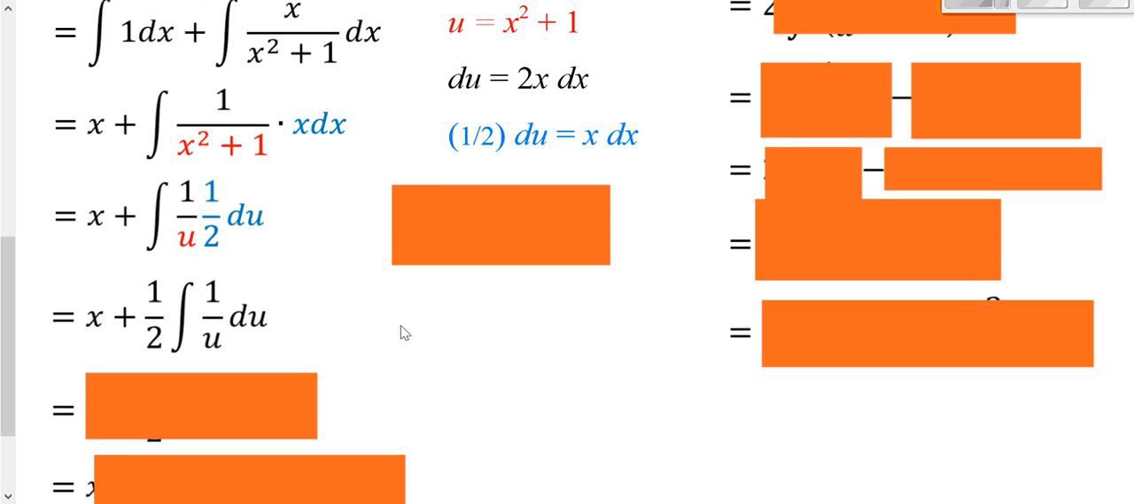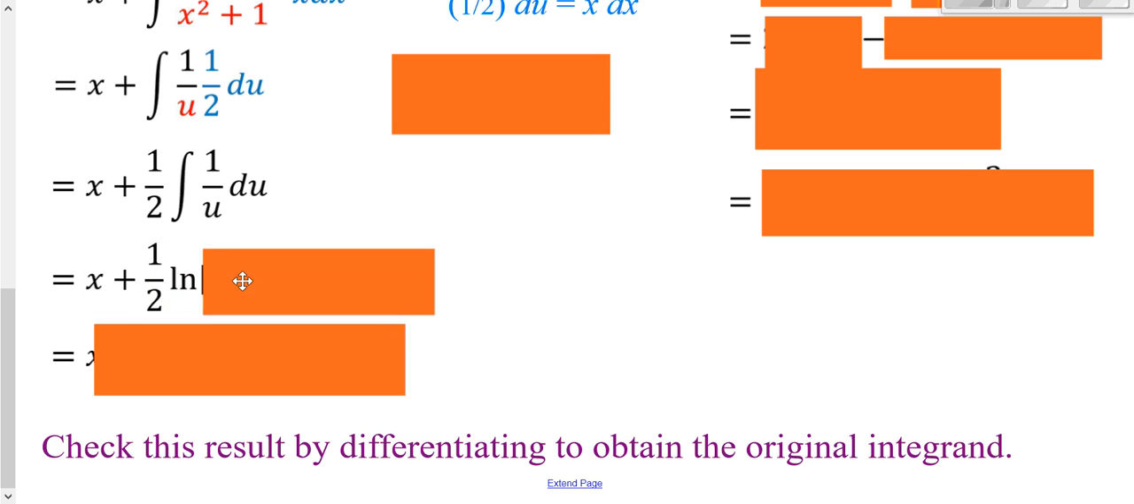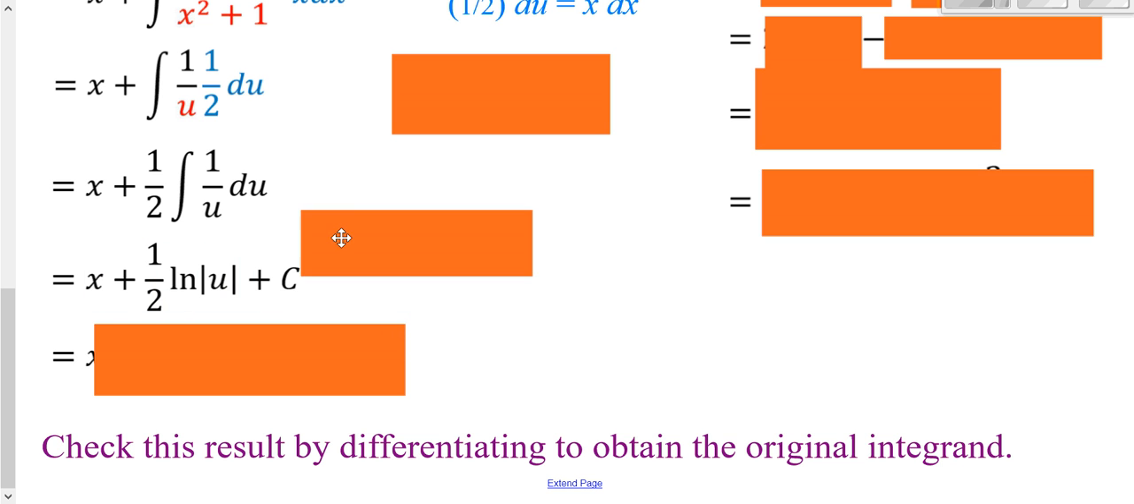Then it would be 1 over u, and then a 1/2 du instead of your x dx from what we did over here. Well, we'll have our x plus, we could take that half, put it in front, then we just have 1 over u du. And hopefully you know by now, if you have 1 over u du, that goes to your natural log with a plus c.